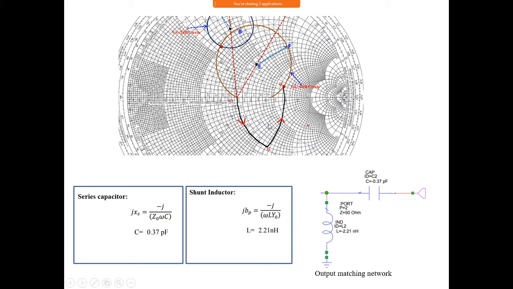You can easily calculate this. You need the value of B added: take the difference in B here, and from that you calculate the inductor. You will get 2.21 Henry for this. Similarly, for the capacitor from here to here, you should note down the reactance on the resistance circle.